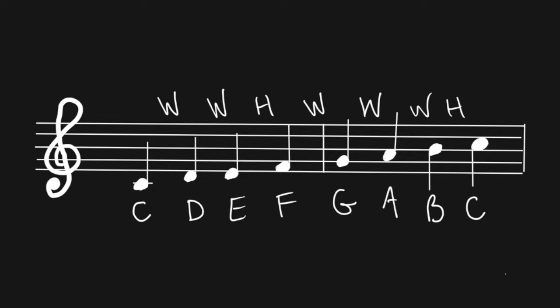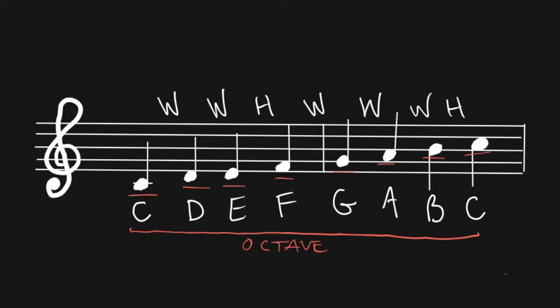As you can see here, we've got the C major scale written out in staff notation with the letter names as well as these W's and H's on the tops. This is how it's laid out against the staff. C, D, E, F, G, A, B, C. And as you can see, it's ascending in pitch, rising. Let's try that again from one octave to the next. C, D, E, F, G, A, B, C.